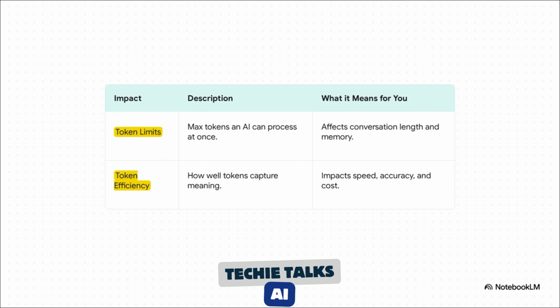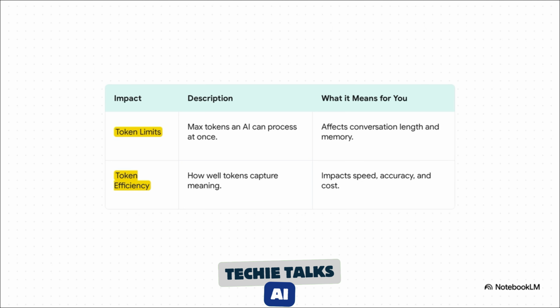Okay, let's tackle these one by one. First up, token limits. You know how sometimes in a really long conversation with an AI, it seems to just forget what you said at the beginning? That's because of token limits. Every model has a maximum number of tokens it can remember at once. That's its context window. If you go over that limit, the oldest stuff just falls out of its memory.